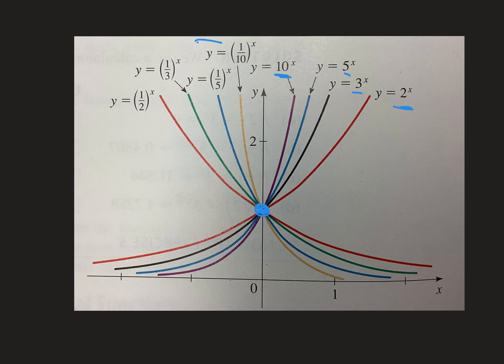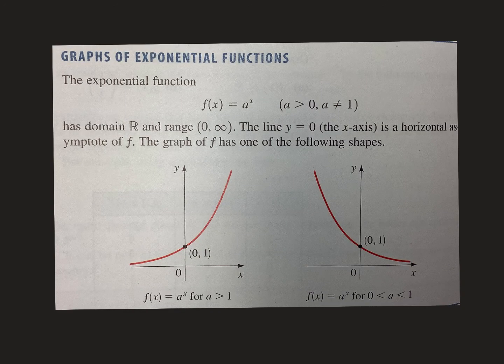Same thing is true over here, except kind of backwards. The smaller the fraction, the faster it falls, I guess you should say. So the 2 and the 1/2 are basically reflections of each other. The 1/3 and the 3 are reflections of each other. 5 and 1/5, just reflections of each other. And again, the x-axis is an asymptote.